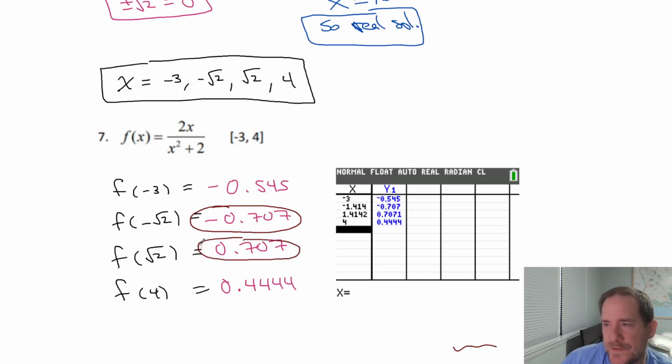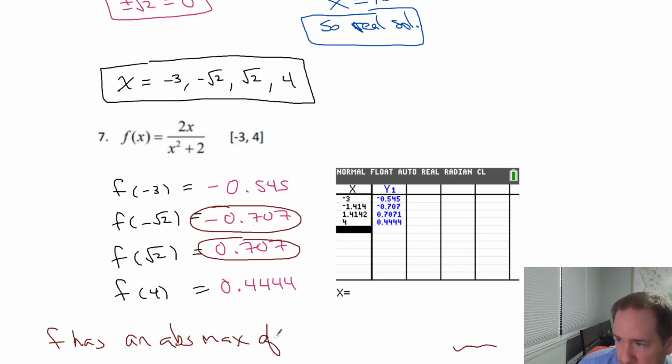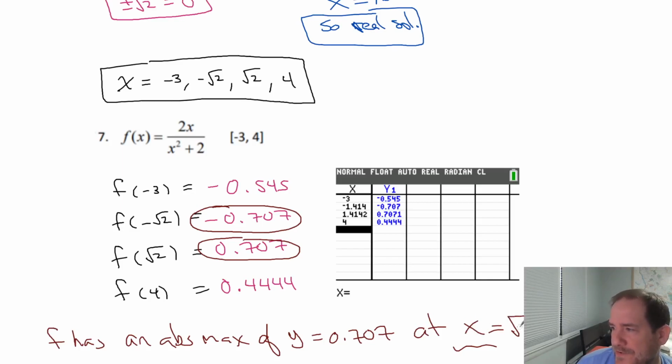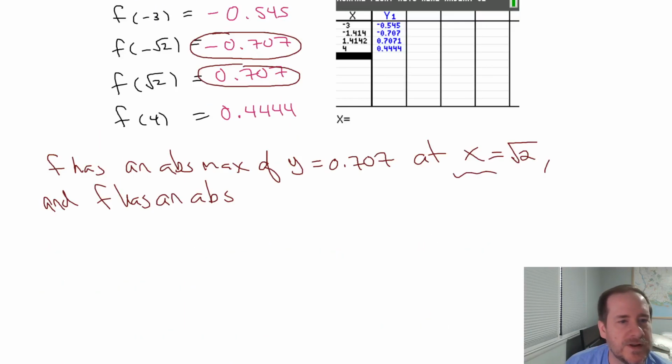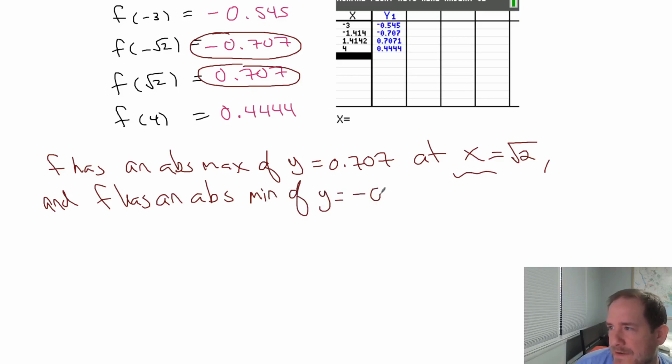So this time, the two values that are on the inside of the interval ended up being the absolute max and min. Remember from the previous problem, it was the two endpoints that were the max and the min. But this time we're going to say function f has an absolute max of, remember when you're giving the max you give the y value, so y equals 0.707, and you tell me where it occurs, at x equals positive root 2, and f has an absolute min of y equals negative 0.707, which occurs at x equals negative root 2.